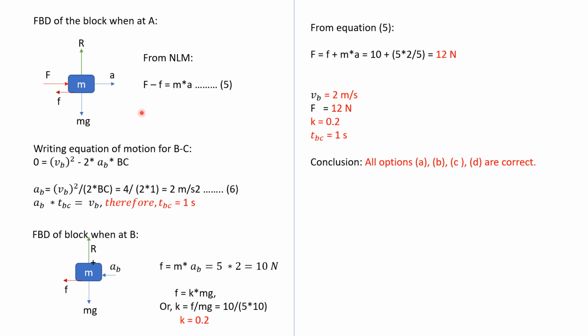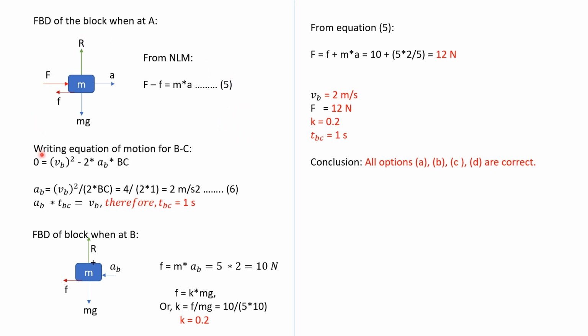Now we will make the free body diagram of the block when it was at A. This is mg, the weight, R the reaction of the ground, F was the applied force, small f is the friction force, and A was the acceleration. So from Newton's law of motion, we can write in the x direction, F acting rightward, small f acting leftward, so F minus f is equal to mass into acceleration. So this is equation number 5.